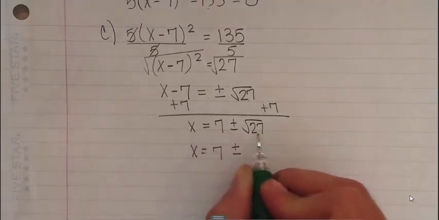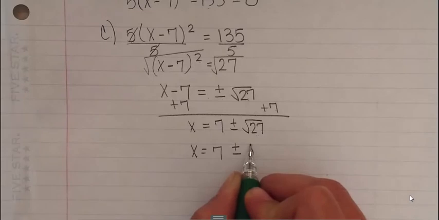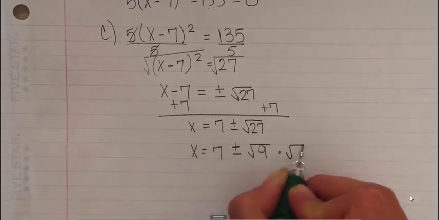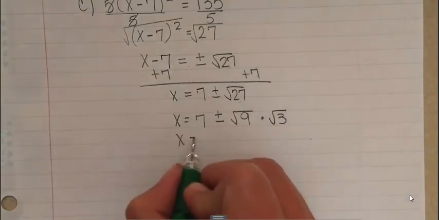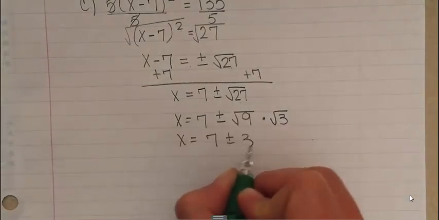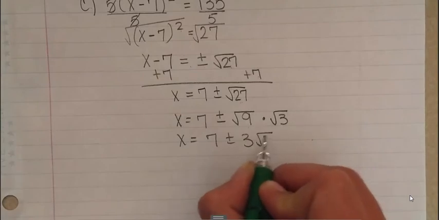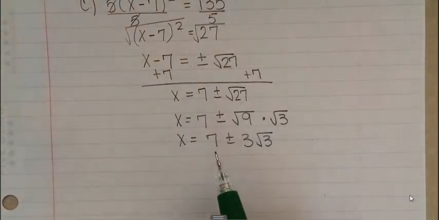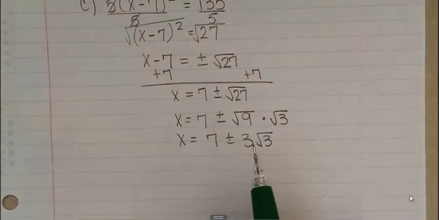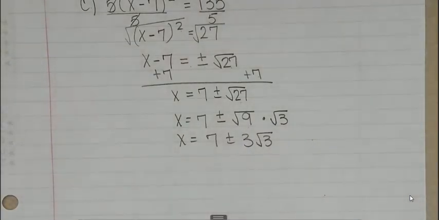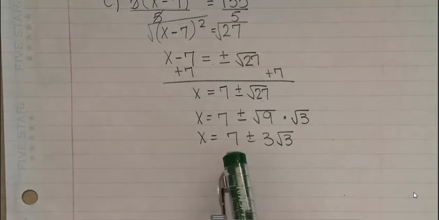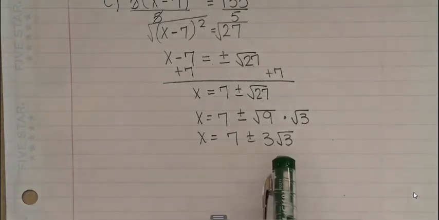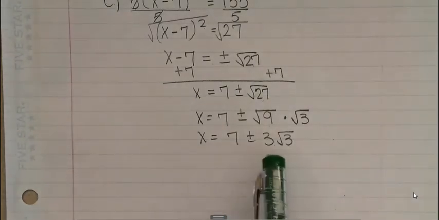So square root of 27, I know, is basically the square root of 9 times the square root of 3. The square root of 9 is 3, and I can't take the square root of 3. So I basically have 7 plus or minus 3 root 3. So what am I talking about here? There's going to be two potential answers, and this is going to be important for when we start graphing these, right? Because these are your x-intercepts.